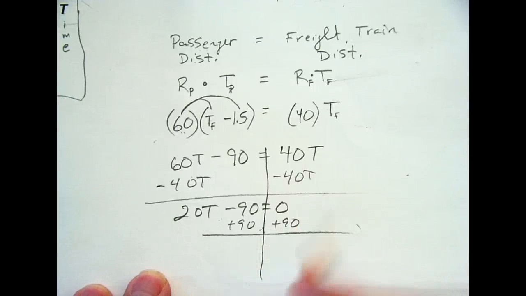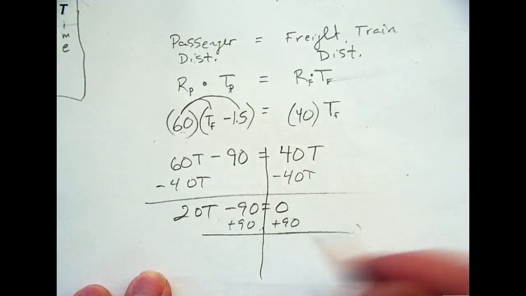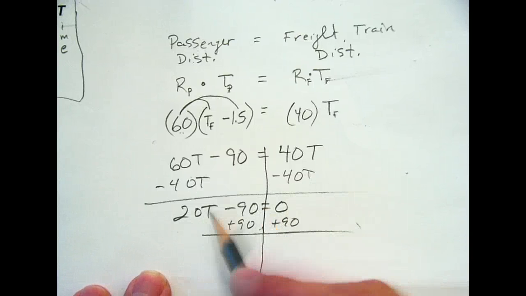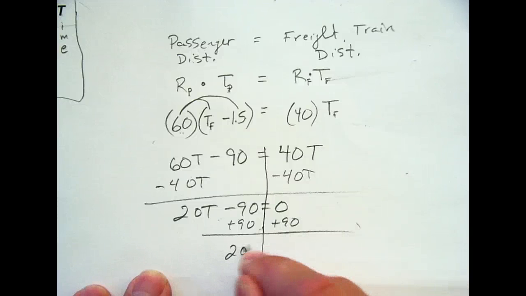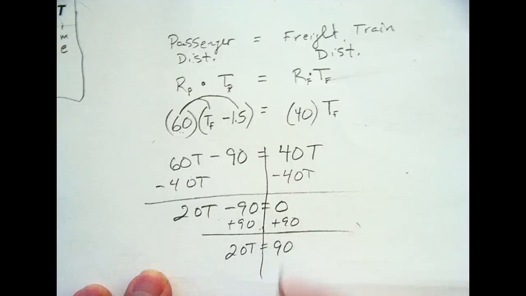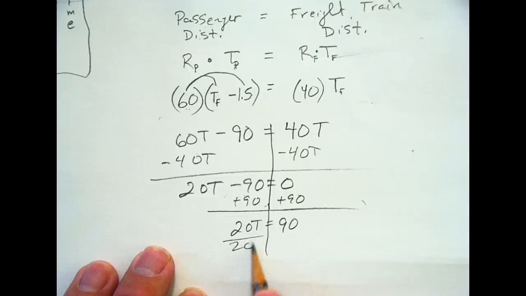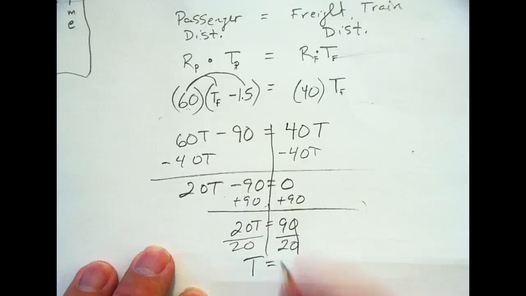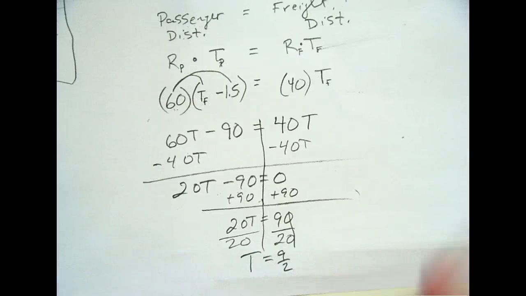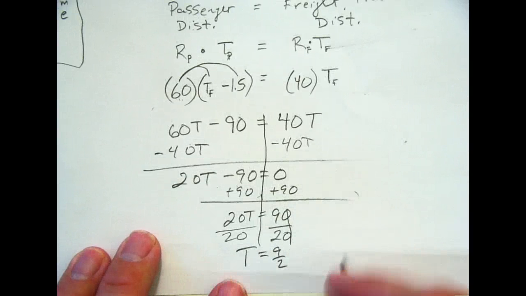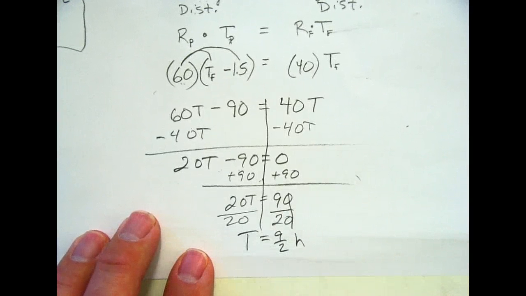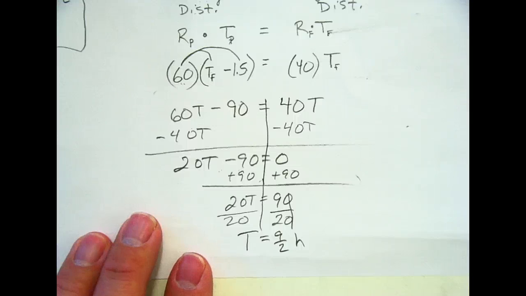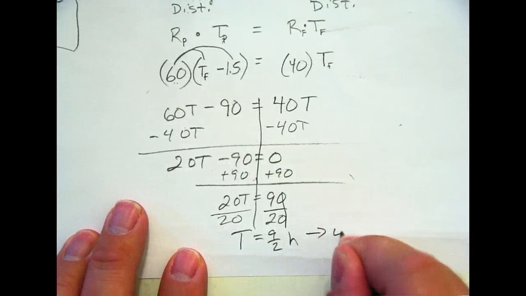Some students get to there and they say, well, I get a negative answer, Mr. McCoy, because I divide 90 by 20 and it's negative, and that's not true. You got to move that 90 first. So 20t equals 90. Divide by 20, you get t is 9 halves. Well, what's 9 halves of an hour? What's 9 divided by 2? 4.5. 4.5 hours.